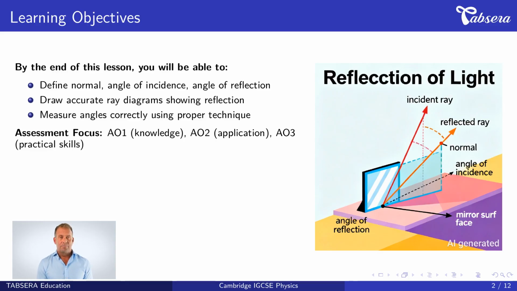Let's examine our learning objectives for today. By the end of this lesson, you will be able to, first, define and use three key terms: the normal, angle of incidence, and angle of reflection. These definitions must be precise and complete. Second, draw accurate ray diagrams showing reflection. This includes proper use of rulers, correct arrow directions, and clear labeling. Third, measure angles correctly using appropriate technique with a protractor.